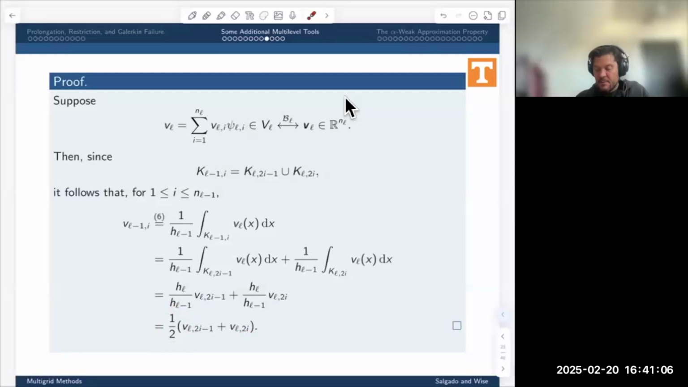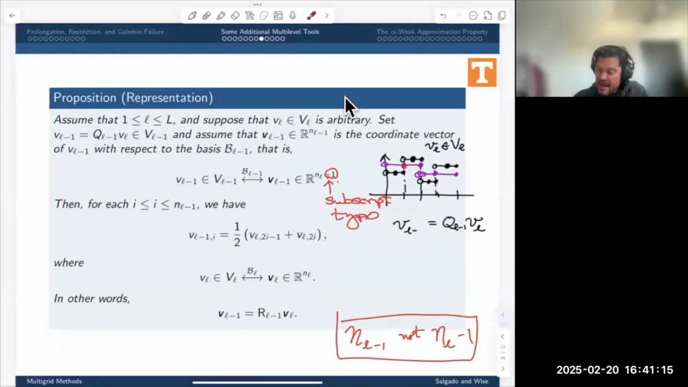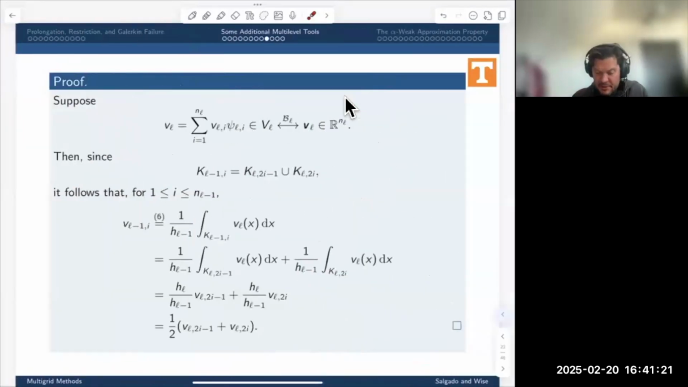So that gives me exactly the formula that I just said: 1/2 times V_L,2i-1 plus V_L,2i. And all that is the average of these two values here. So that tells me exactly what my coordinates are when I do this restriction into the coarse grid.